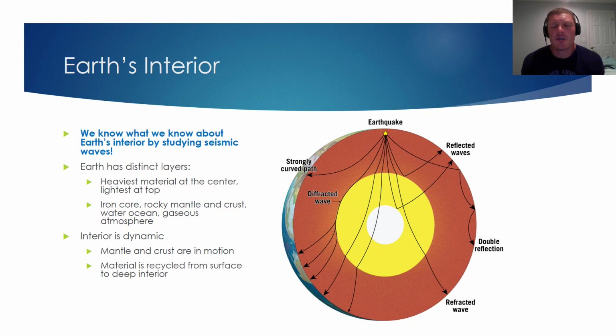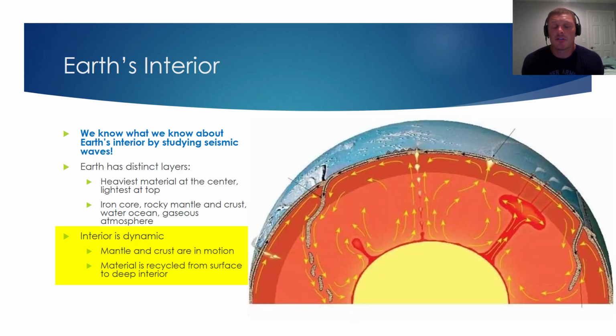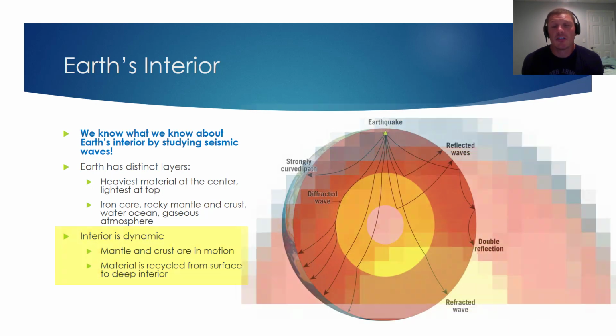Another important concept to consider about Earth's interior is that it's a very dynamic arena. The mantle and the crust are in motion. And last chapter, when we discussed plate tectonics, that was one of the key features we really emphasized. But it's also important to know that materials recycled from the surface to the deep interior, and that occurs through convection, which is another concept that we have overviewed previously.